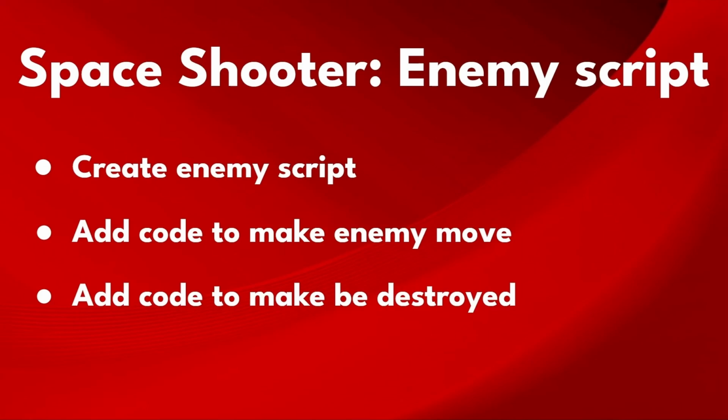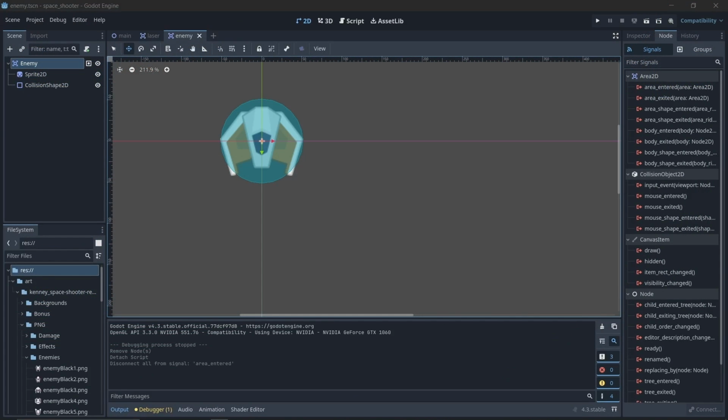All right, so in this section, we're going to create the enemy script. We're going to start off creating the enemy script and attaching it to the enemy. Then we're going to go ahead and add some code to make the enemy move. Then we're going to go ahead and add some code to make the enemy be destroyed. Let's go ahead and get started. Right, let's go ahead and get started creating the enemy script.